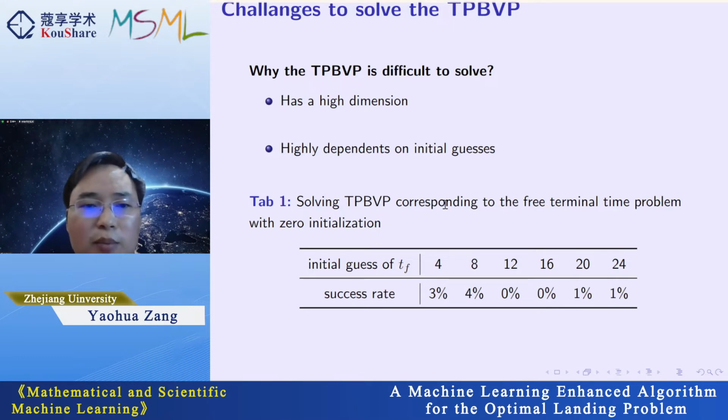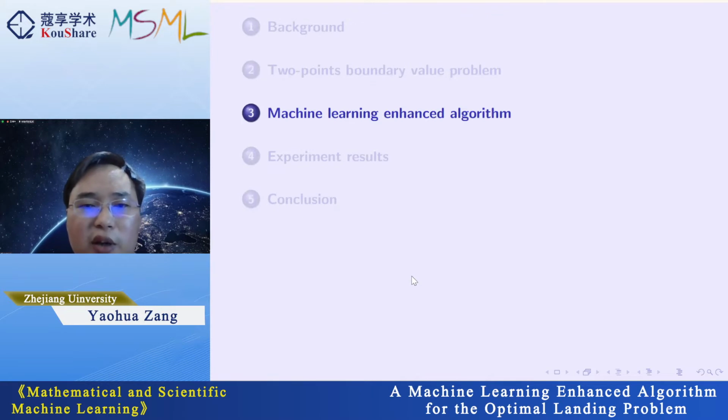the initial guesses. Table 1 shows the solving of the two-point boundary value problem corresponding to the free terminal time problem with zero initialization. The first line of table 1 gives different initial guesses of the optimal landing time tf, and the second line is the success rate we obtained in different cases. As we can see, in all cases the success rate for solving the two-point boundary value problem directly is very low. So this is the motivation for proposing the machine learning enhanced algorithm.